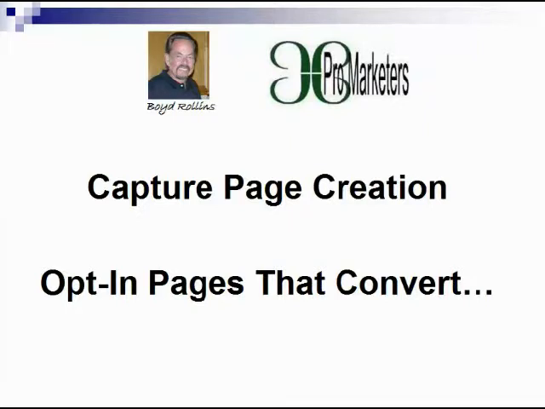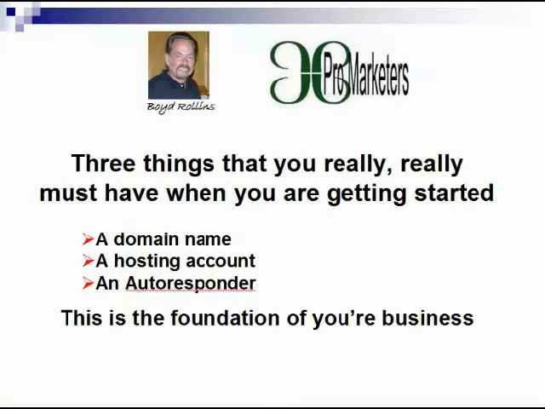There are three things that I recommend that you really must have when you're getting started, and I've been saying it throughout the course. That's your domain name, a hosting account, and an autoresponder. That's the foundation for your business. Now the total cost for all of that is about $25 a month. Where can you go in the world and open up a business for $25? If you're serious about this, then I highly recommend that you get those three things, and that is the foundation for your business. You're always going to be using those three things. So it's very important that you have those, especially in today's lesson, because we're going to be using all three of them.